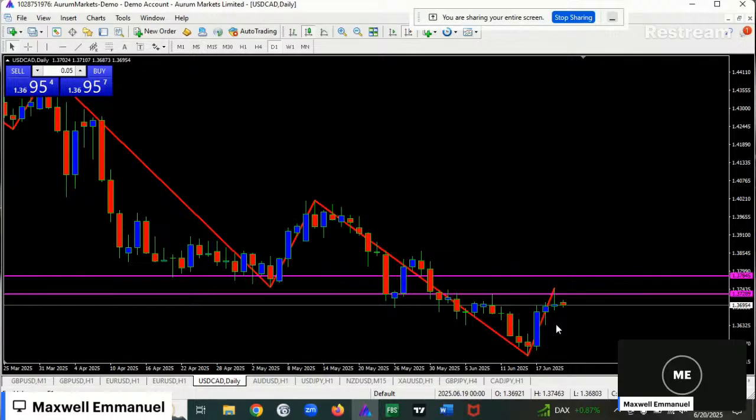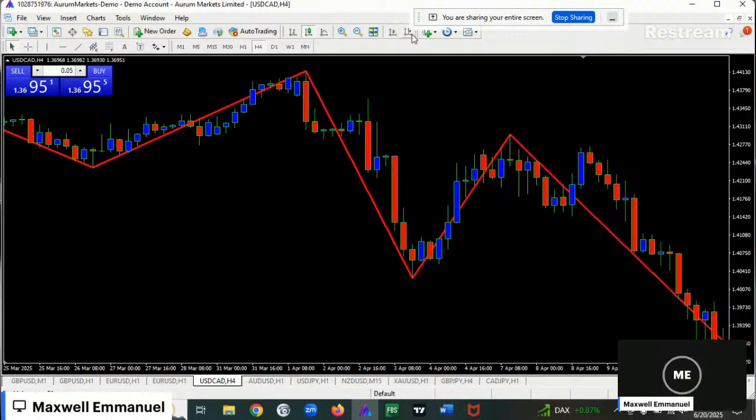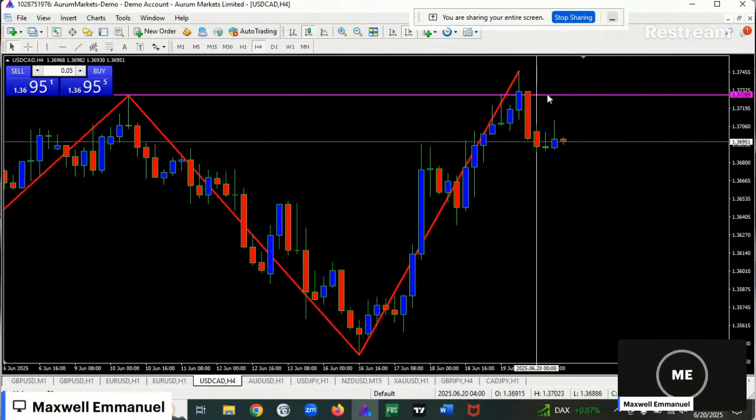After the formation of yesterday candle, let's see what we had on 4 hour. This is an engulfing pattern on 4 hour after the close of yesterday candle. And if you go down to 1 hour, the fair value gap was created here.